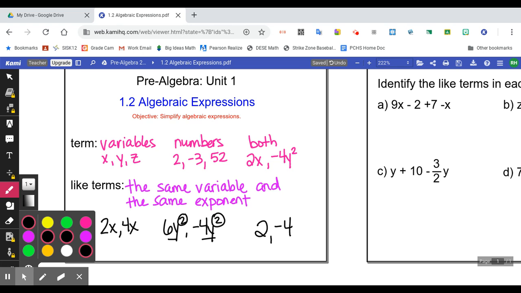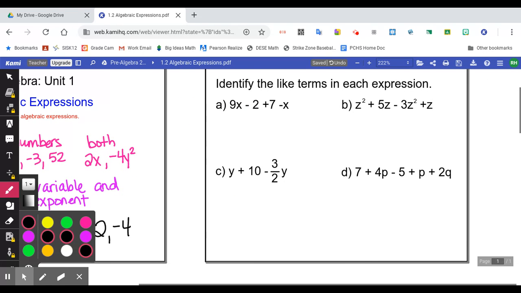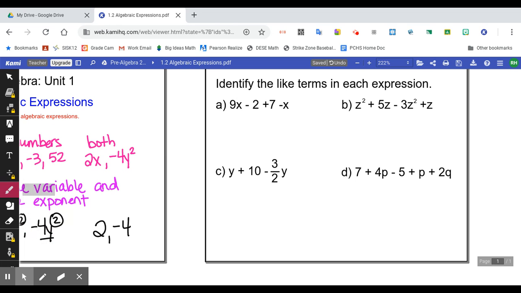So the first thing we're going to do is actually talk about just identifying like terms from the expression, okay? So up here, if we want to go through this first one, identify like terms in each expression for part A, that would be, again, do they have the same variable with the same exponent? So in this case, we would have 9x and -x, and we would write those down. 9x with -x, and the other two are the same because they don't have a variable. So those would be like terms, okay?